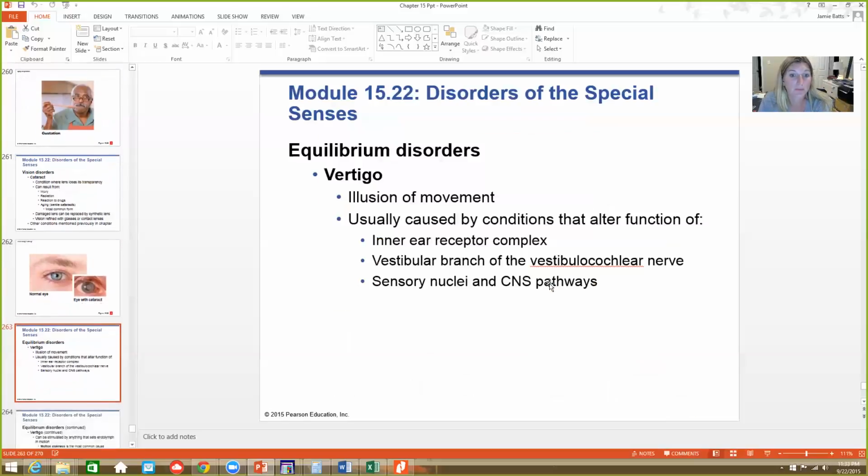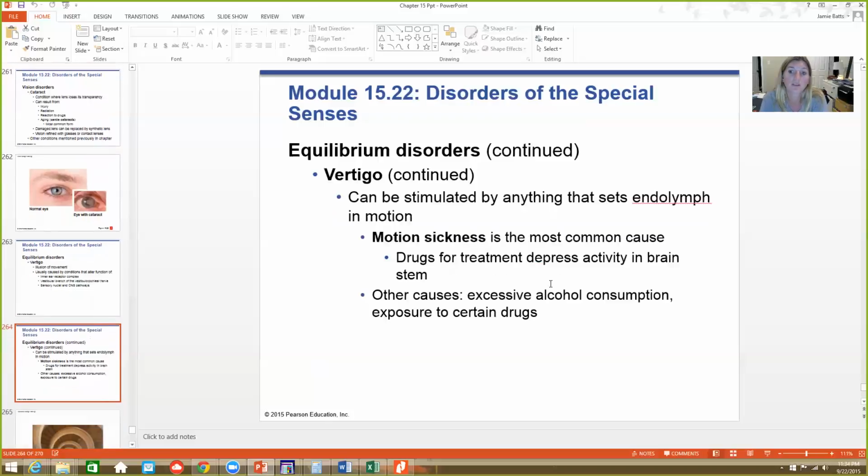Vertigo is an equilibrium disorder. This is the illusion of movement even when you're not moving. It's usually caused by conditions that alter the function of the inner ear complex, the vestibular branch of the cochlear nerve, or the sensory nuclei within the central nervous system. It can be stimulated by anything that sets the endolymph in motion. So motion sickness is the most common cause.